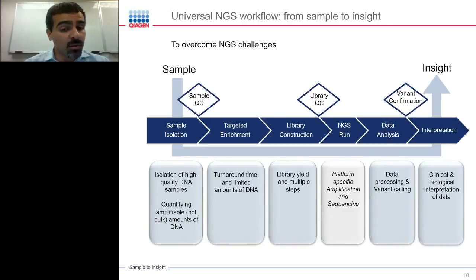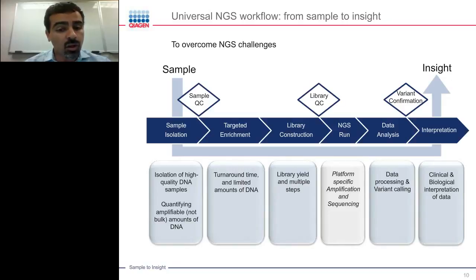For the targeted enrichment step, the main challenges are turnaround time and limited amounts of DNA. You don't want a targeted enrichment step that takes days to finish, and you also want to be able to enrich your targets using very limited amounts of DNA. Going back to the FFPE example, if you have a couple of slices of the sample, how much DNA can you actually isolate? It's going to be very limited. So you want a targeted enrichment approach that allows you to use these limited amounts of DNA.